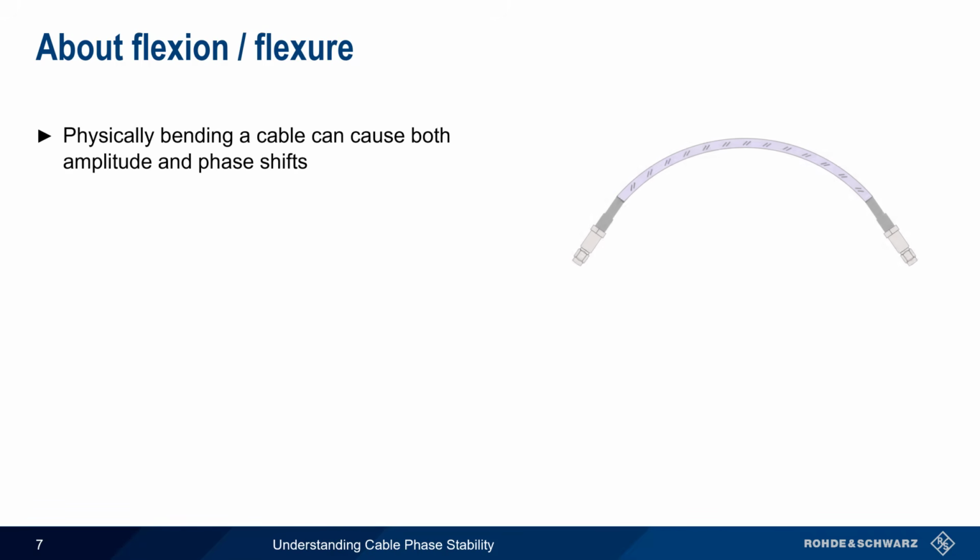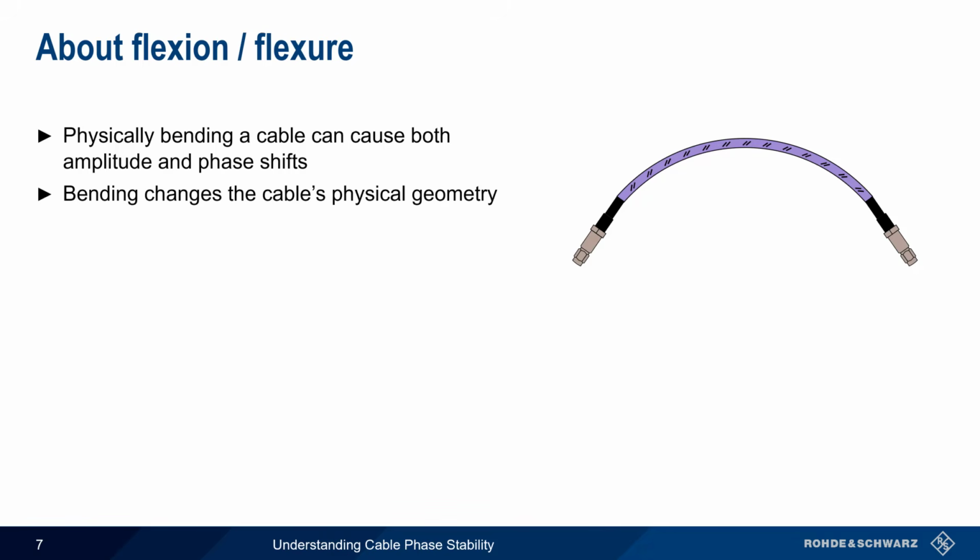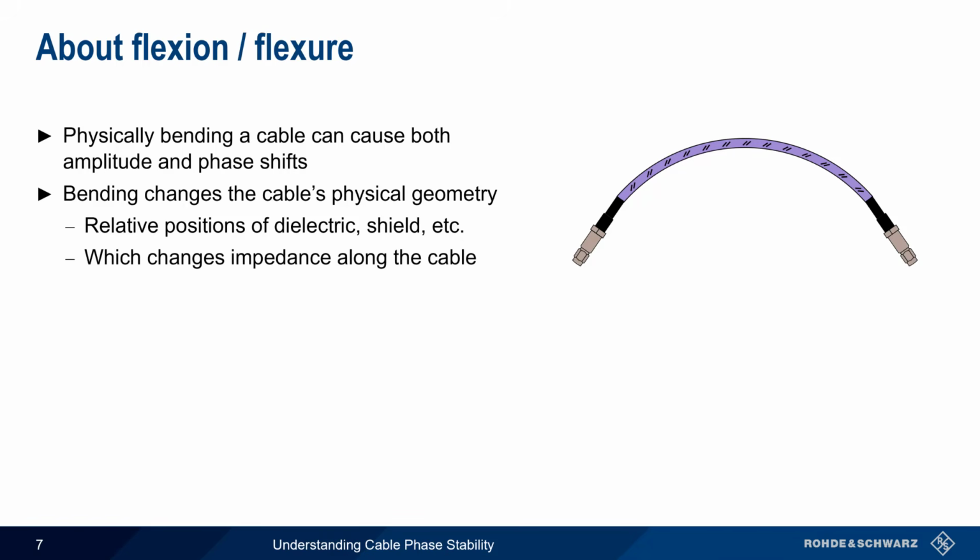Next, let's look at the effect of flexion, also sometimes called flexure, on phase stability. As discussed earlier, physical bending of a cable can lead to changes in both the amplitude and phase behavior of that cable. This is primarily because, like temperature changes, bending a cable also changes its physical geometry, that is, the relative positions of the dielectric, shield, etc. And this in turn can change the impedance at different points along the cable.